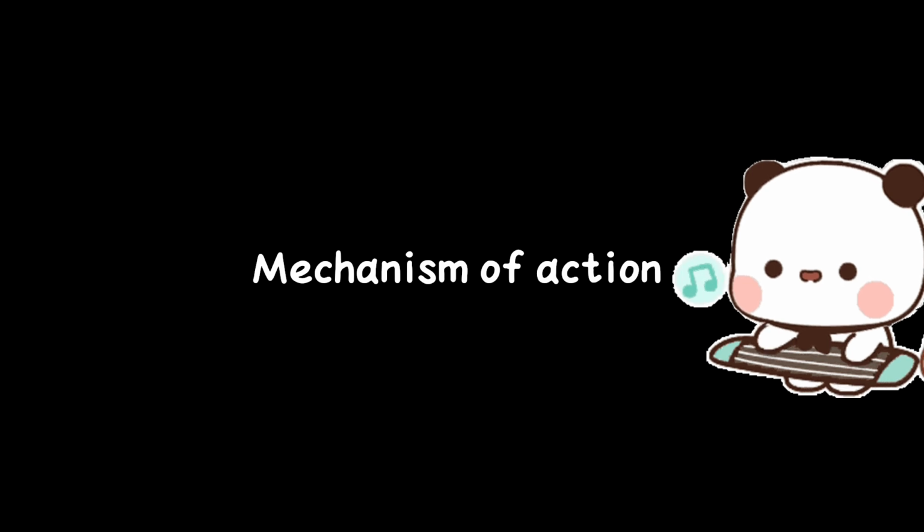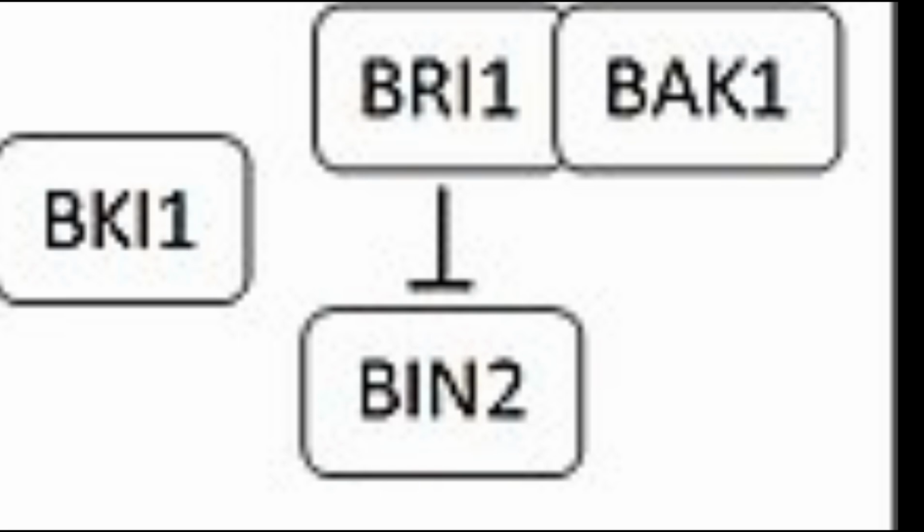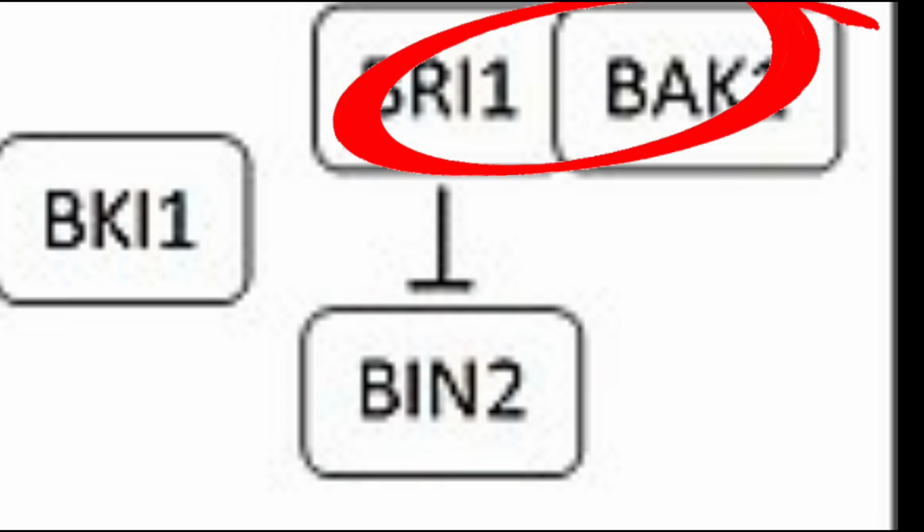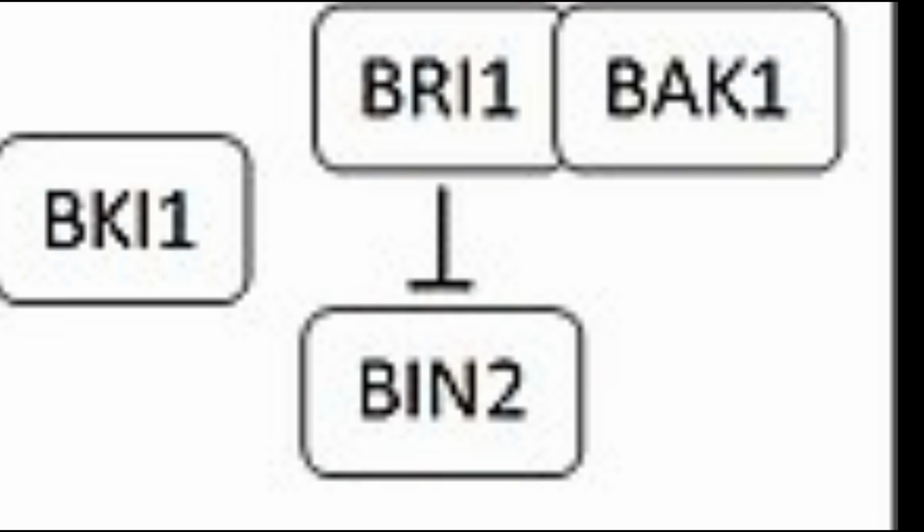If we see the mechanism of action in the brassinosteroid signaling pathway, it involves perception. So brassinosteroid binds to a cell surface receptor kinase, that is brassinosteroid insensitive 1, BRI1, and its co-receptor BAK1, that is BRI1 associated kinase 1. In the signaling action, binding activates BRI1 and triggers a phosphorylation cascade, and it deactivates BIN2, that is brassinosteroid insensitive 2, a negative regulator.